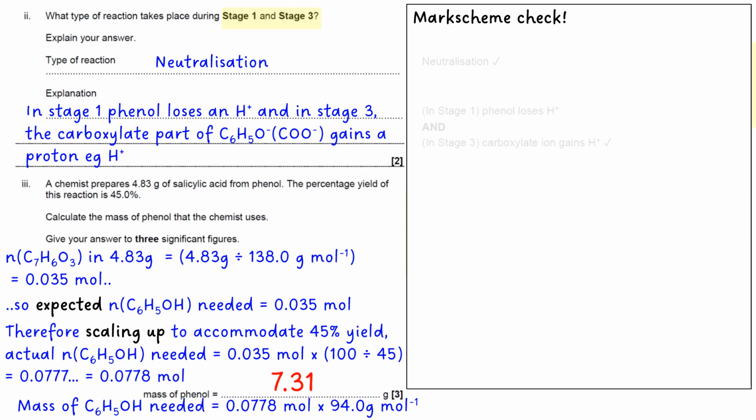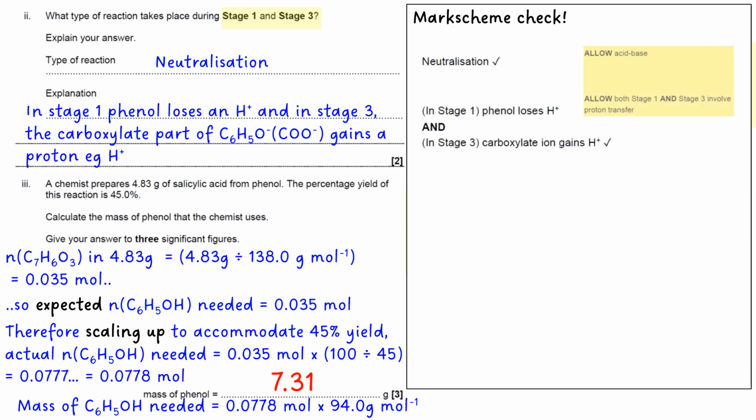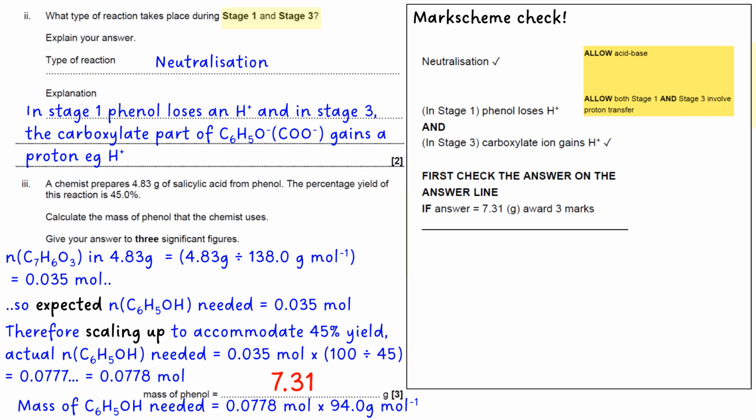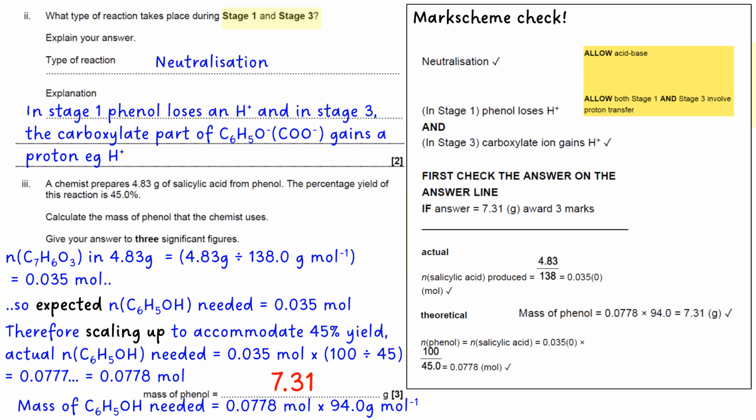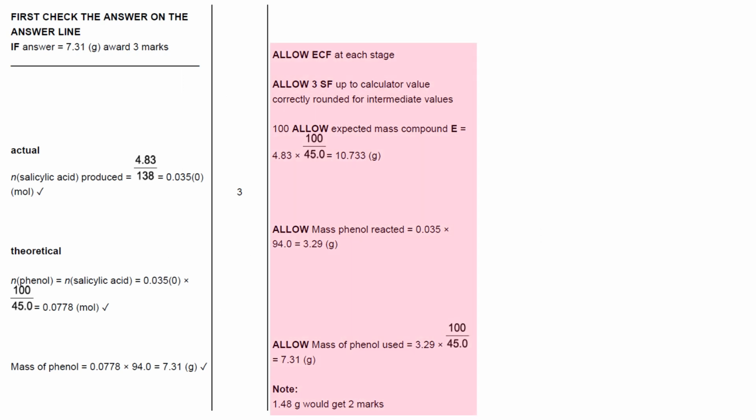So let's do a quick mark scheme check here as well. So they want neutralization, and they allow you to say it's an acid or base, or acid-base reaction, or both stage 1 and stage 3 involve proton transfer. There's a bit of flexibility there because this is quite a hard question. Now if you got 7.31, they award you 3 marks, and those are the 3 things you get the marks for. Now it's worth clarifying what else might be able to get marks on the percentage yield calculation. So I'm just going to have a quick look at that with you for a moment. So they always allow error carried forward at each stage, and it shows you what other things would also get some credit there.